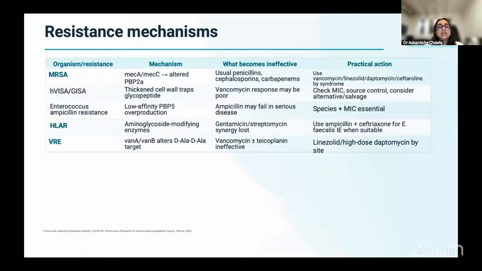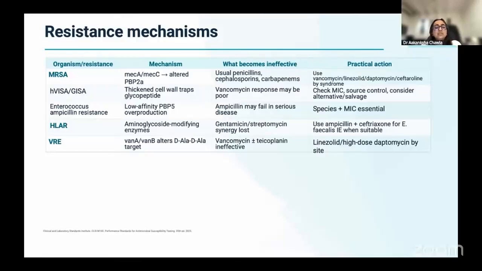Then another variety of staph resistance is with the heterogeneous vancomycin intermediate Staph aureus and the glycopeptide intermediate Staph aureus. The mechanism of resistance is because of the thickened cell wall. So what it does is it traps the glycopeptide. Once your glycopeptide like vancomycin gets trapped in the cell wall, the response to a drug like vancomycin will become poor. So then what do you need to do to treat such resistance? You need to check the source control, consider alternative therapies, and check the MICs as well.